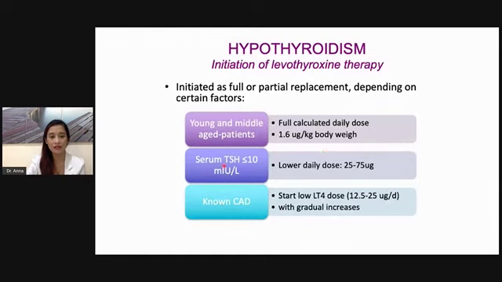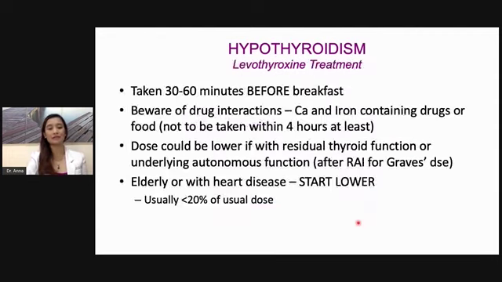If the patient has a serum TSH of less than 10, so probably the hypothyroidism is just mild, you can actually start at a lower daily dose, 25 to 75 micrograms. Other people who might also require lower doses are those that are elderly. Now, usually in the elderly, we start low and we go slow. Patients with known coronary artery disease, we also start low, no, either 12.5 to 25 with gradual increases.